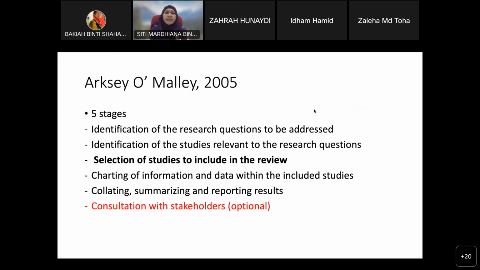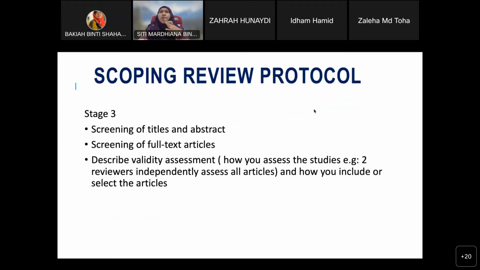All right, and then going to the third stage, which is the selection of studies to include in the review. So once you have typed in your keywords, your synonyms, all that in your database, PubMed or Ovid or any other, you will have the first number of how many articles come up. That will be your first screening. And then what you need to do is screen all these papers. For example, when you type all the keywords and the synonyms in PubMed, the first one you come up with, let's say 10,000 articles.